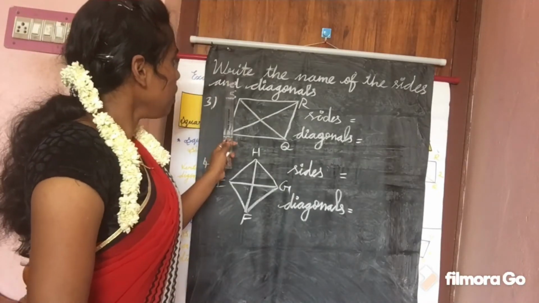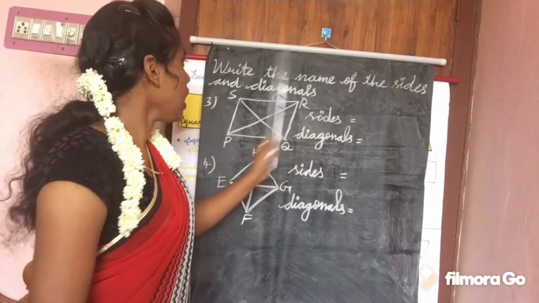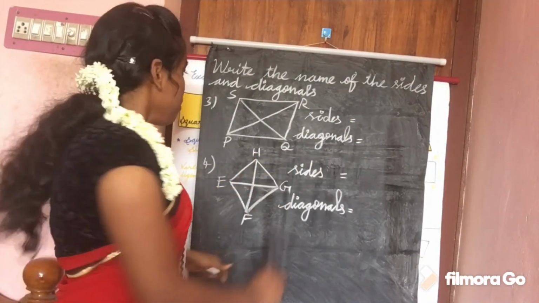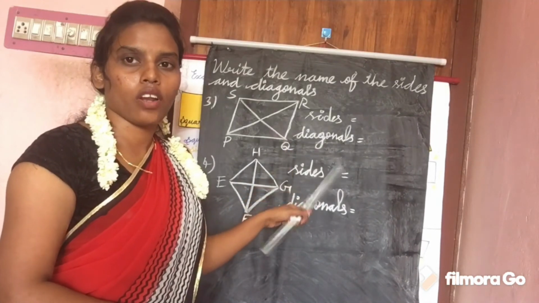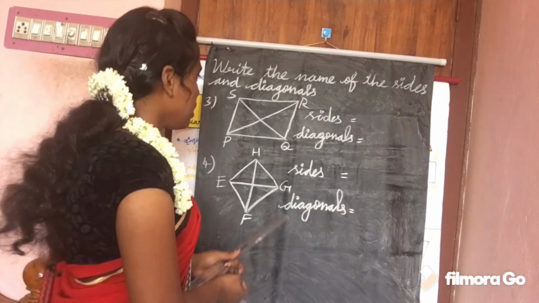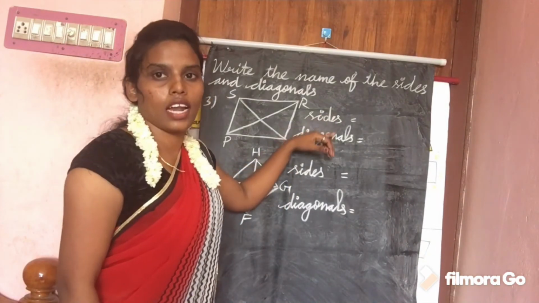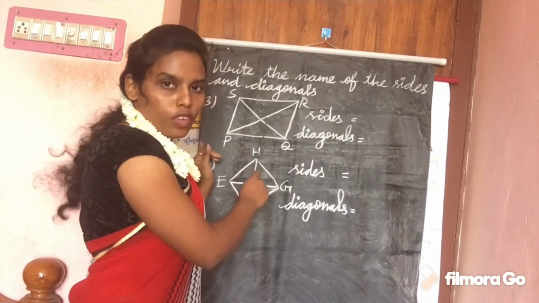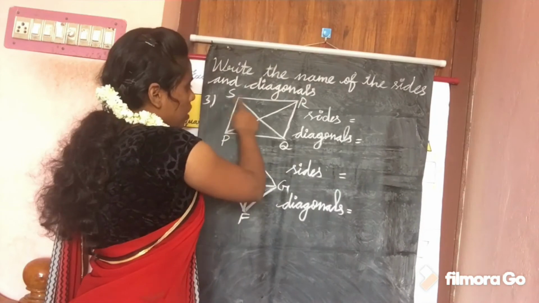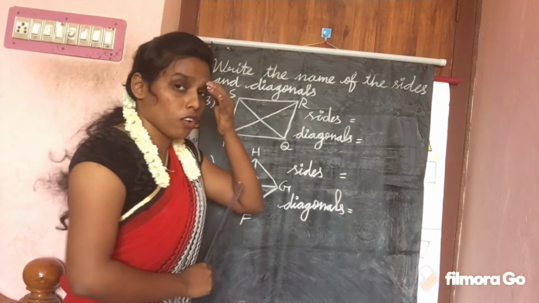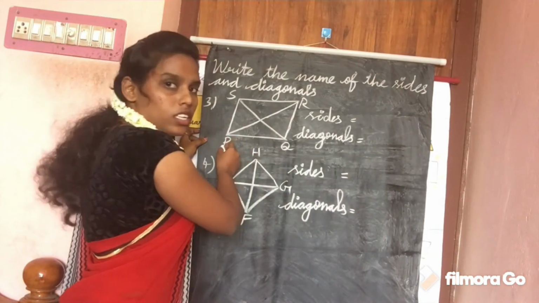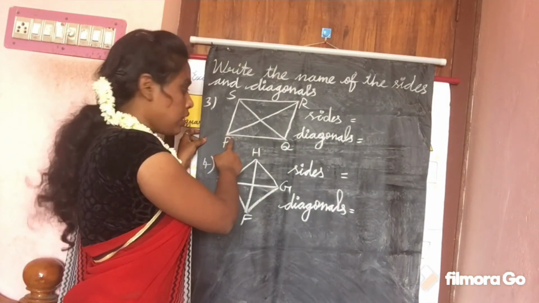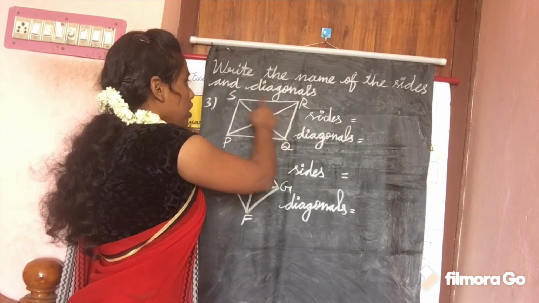Now we have to write the names of the sides and diagonals. Third and fourth I will do for you, and the first and second you do yourself. Okay, children, now we will find the sides and diagonals of these 2 figures. The first one is a parallelogram. First, how many vertices are there? 4 vertices. P, Q, R, S.